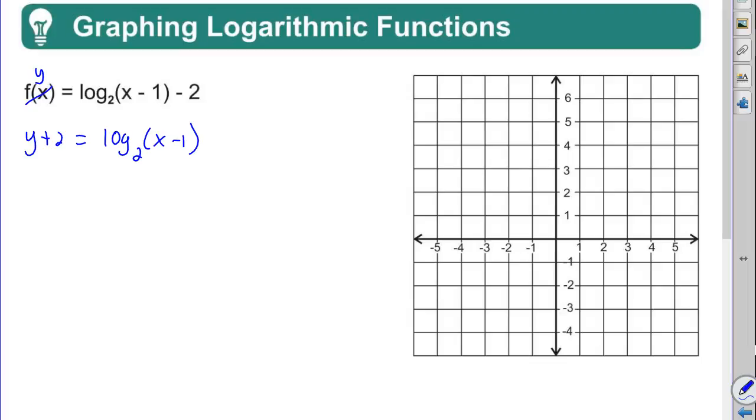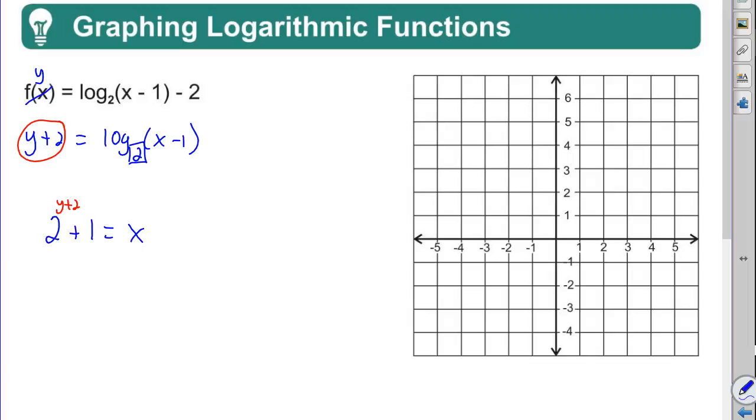Okay, now we're ready to change from logarithmic form to exponent form. Remember, the subscript is the base. All logarithms equal exponents, so the y plus 2 is the exponent. And what does it equal? x minus 1. Now, to further make it easier to solve for x, I'm going to add a positive 1 to both sides. And we'll end up with that function: 2 to the y plus 2 power plus 1 equals x.